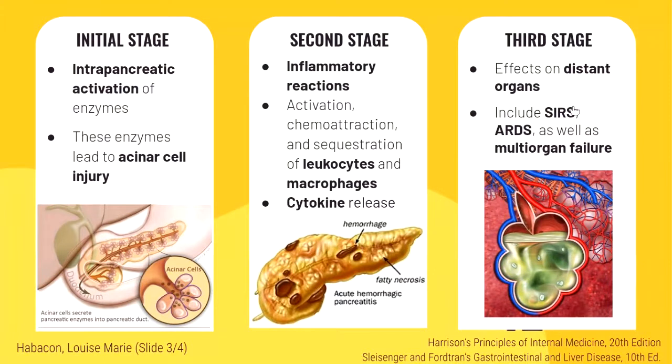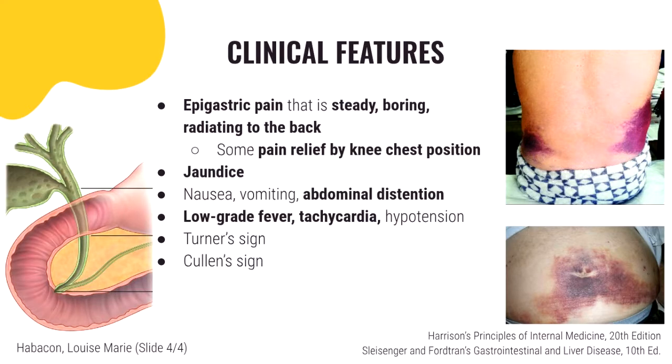So the patient may present with systemic inflammatory response syndrome, acute respiratory distress syndrome, as well as if the patient presents with two or more of either the renal, cardiovascular, or the respiratory systems, the patient will now be considered as having multi-organ failure. So all of these will present in the patient as the following.